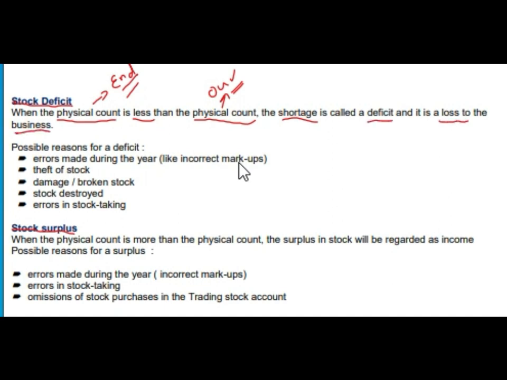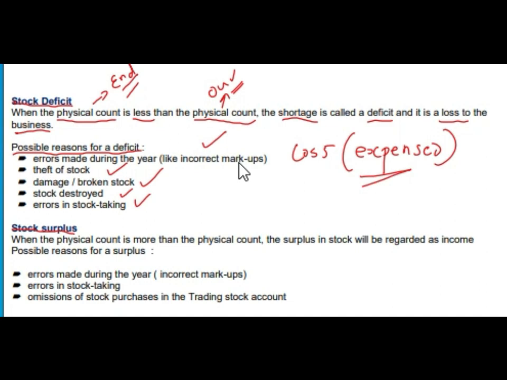It is a loss to the business, and all losses to the business are regarded as expenses. And then what are the possible reasons for a deficit in the business? Errors made during the year, such as incorrect markups, theft of stock, damaged or broken stock destroyed, and errors in stock taking. So when the physical count is less than the book count, then it's a deficit and it's an expense.